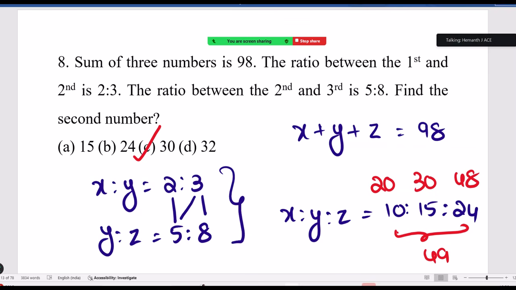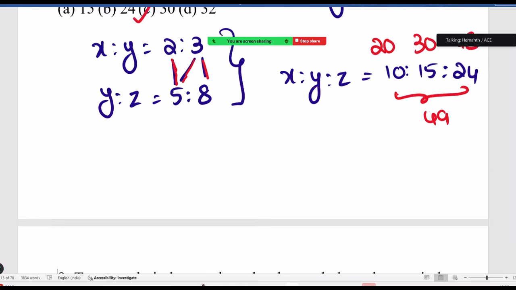You can see this is how the joint ratio concept works. The first one is the product of this, the last one is the product of this, and the middle one is the cross multiplication of this. With that we can calculate x, y, z by joint ratio. Right, now let's see the next one.